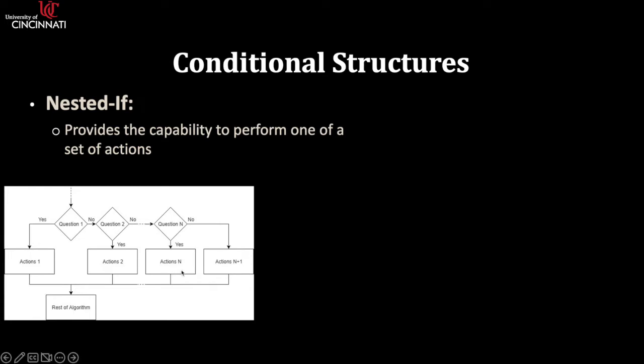The third type of conditional structure is a nested if structure. This is a structure which has multiple pathways. As you can see in this flow diagram, if we ask question 1 and the answer is yes, then we execute actions 1. But if the answer is no, then we ask another question. And if the answer is yes to that question, question 2, then we execute actions 2. But if the answer is also no, we keep moving on until we get to a point where the answer is either a yes or no, and then we can move on to the rest of the algorithm.